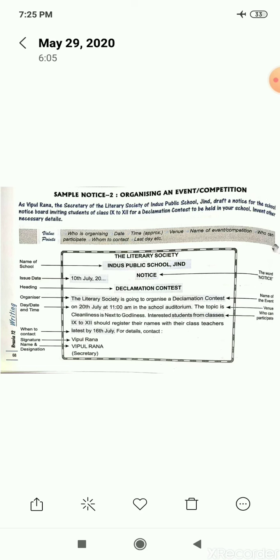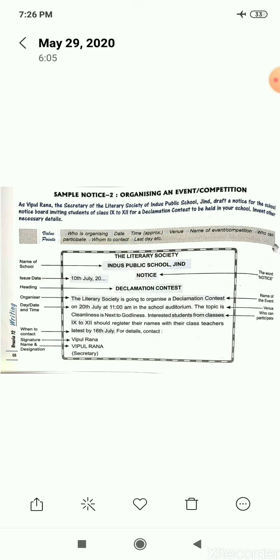The Literary Society is going to organize a declamation contest on 20th July. Here the date is given, 20th July at 11 a.m. in the school auditorium. Remember children, the event, date, time, venue. This should be the sequence. You should not write it like it would be organized at 11 a.m. on 20th July in the school auditorium. No. A fixed pattern is there, and yes, you have to follow it. You have to follow it like first mention the event, its date, its time, then its venue. That's it. This is the correct format, right?